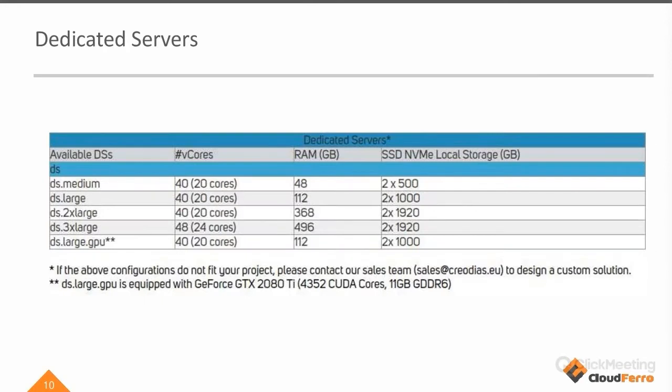Then also showing you more, let's say, advanced virtual machines, we have dedicated servers. So here you can see that in comparison to the first slide of the virtual machine, we have big numbers of virtual cores, RAM, and SSD disk. So such as 40 cores and really big sizes of local storage.